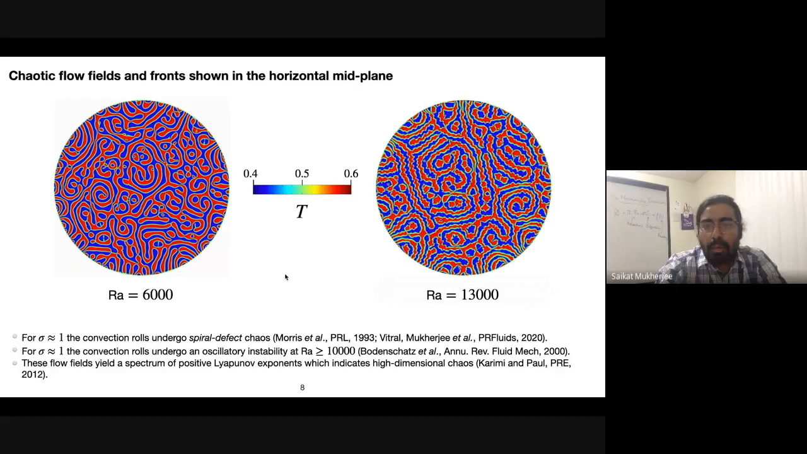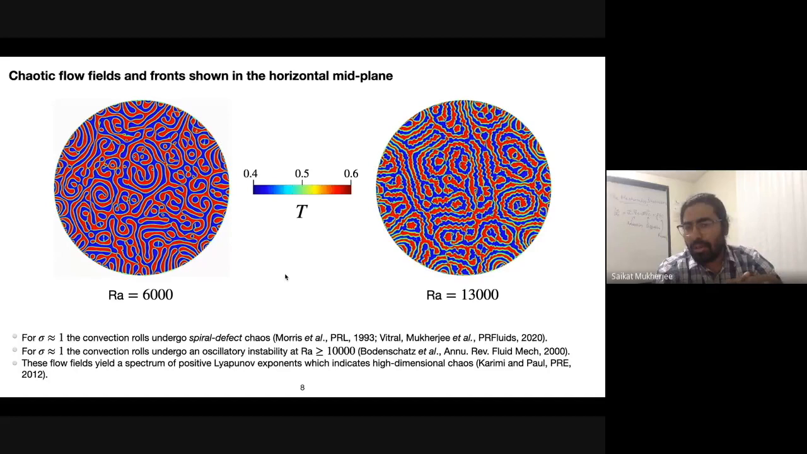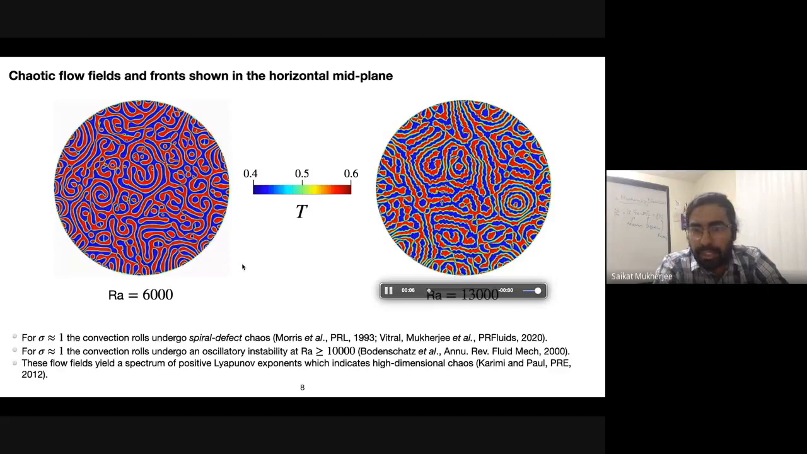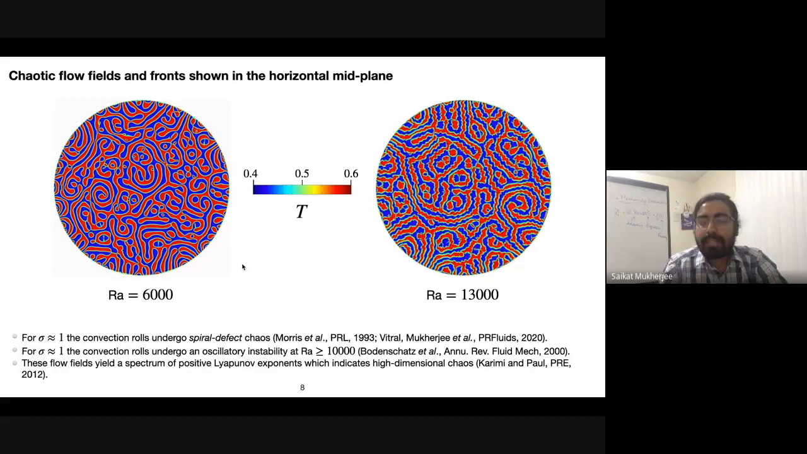Now, a quick note on chaos. I guess we all hear about chaos a lot in our different discussions, and why I'm calling these flow fields chaotic is also an interesting point to elucidate on. What we mean by chaos is essentially that these flow fields yield a spectrum of positive Lyapunov exponents.